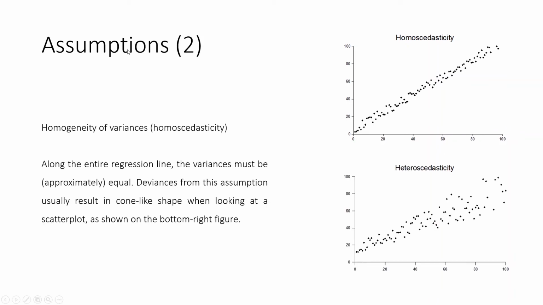So when that's not the case, when there is a case of heterogeneity, it would look something like this. You would have these cone-shaped figures. So you can see that for low values on the x-axis, the variance is relatively small, whereas when we have higher values for x, the variance seems to increase. So there is no homogeneity of variances, which is another assumption that you take with linear regression analysis.